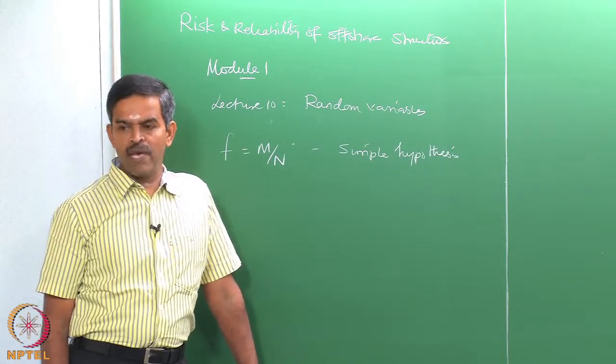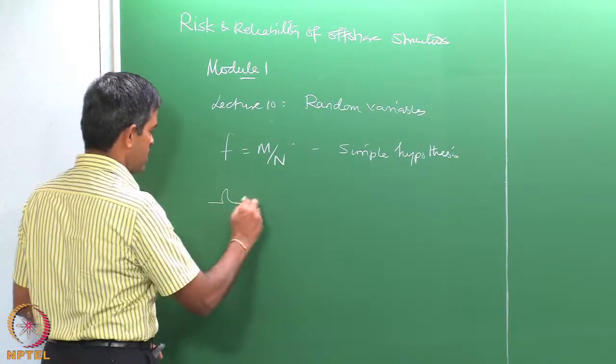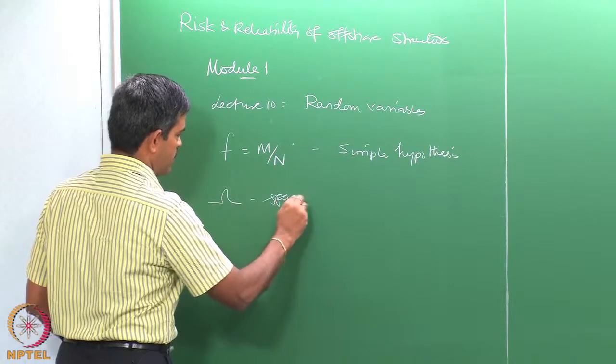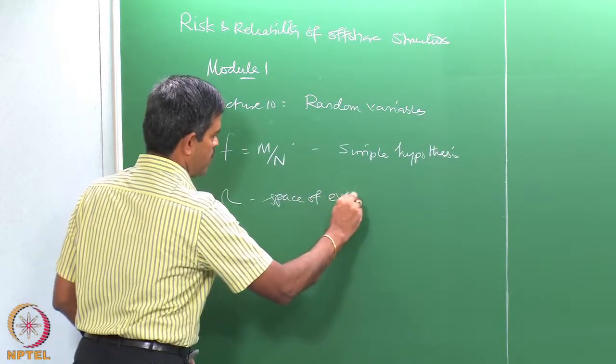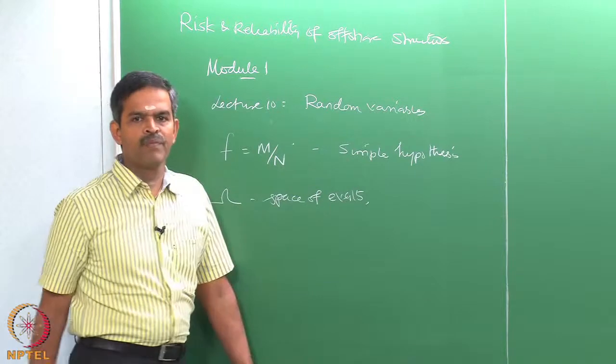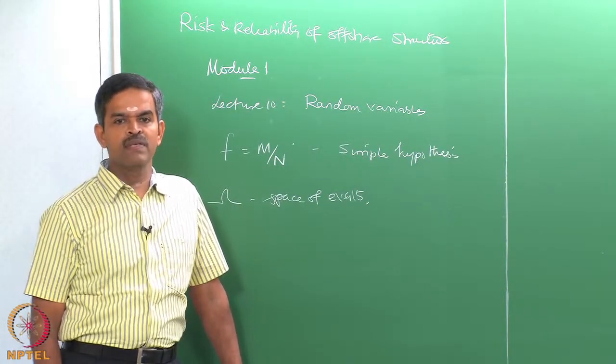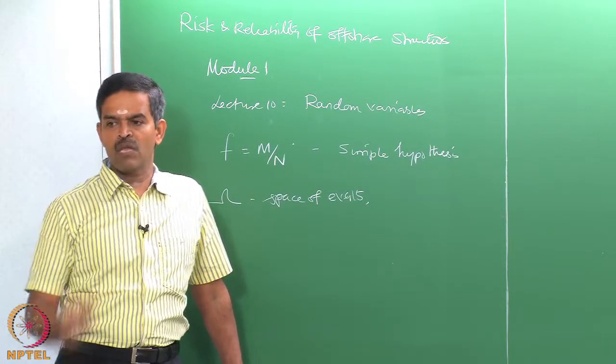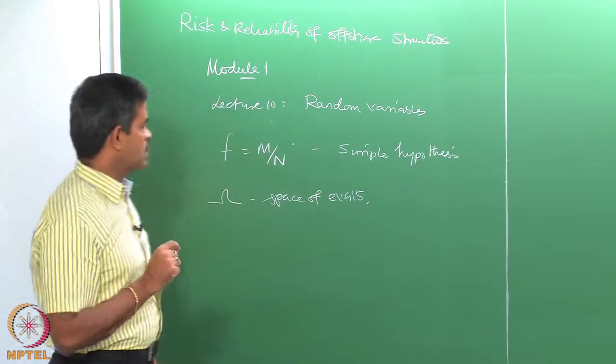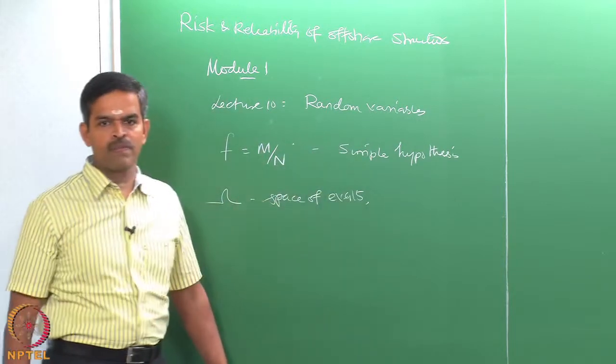Because in the space, let us say, of events sigma, of all parameters that are possible for an analysis, f is represented only by one single point. That is why it is called a simple hypothesis.